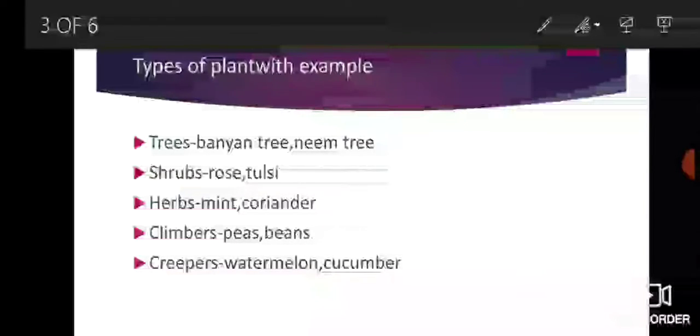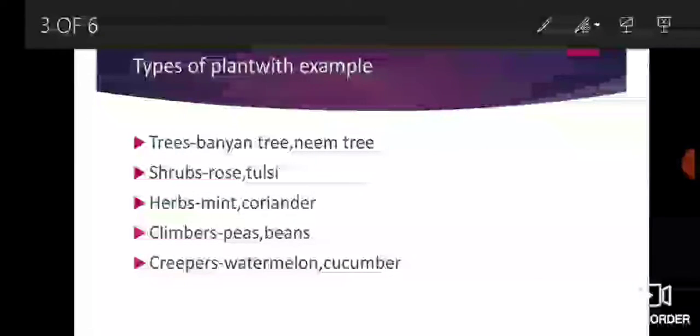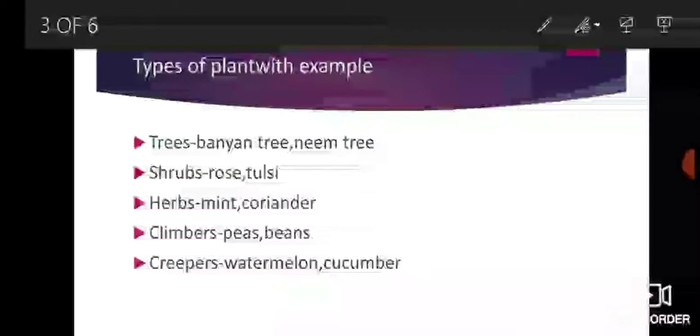Next is climber. Some plants have a very thin, green and very soft stem, a very weak stem. They cannot stand by themselves, so they take the help of another plant to climb up. This type of plants are known as climbers. For example, peas, beans, etc.